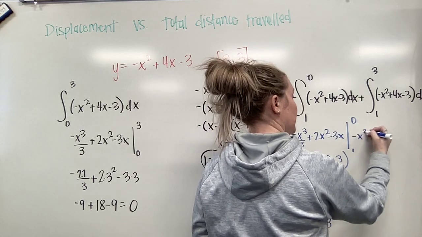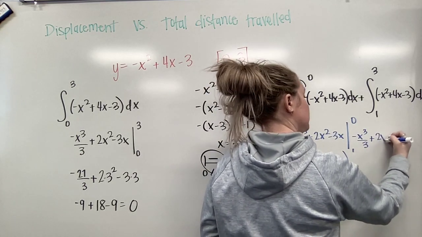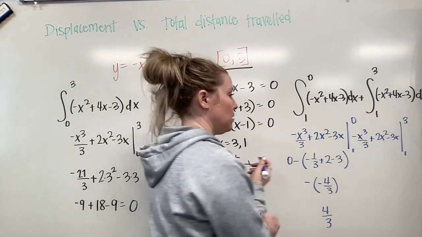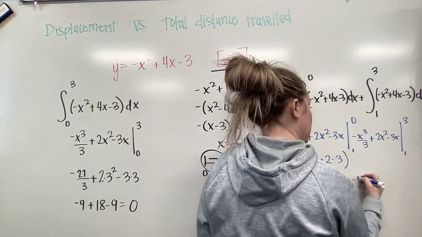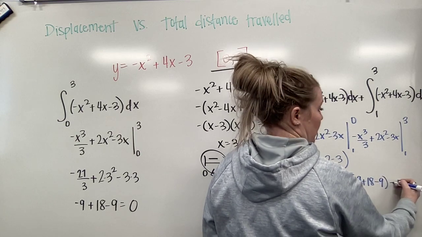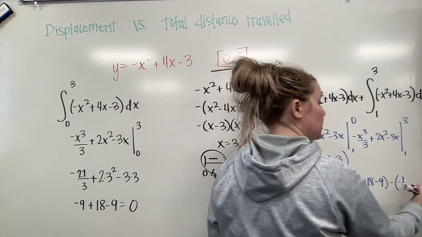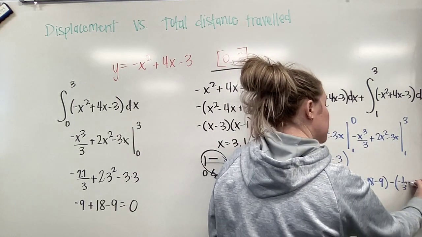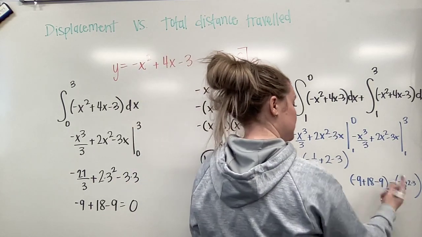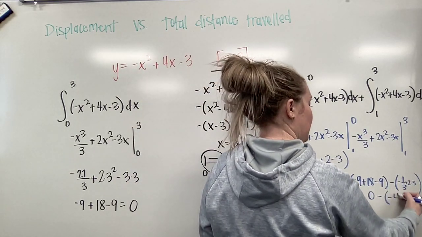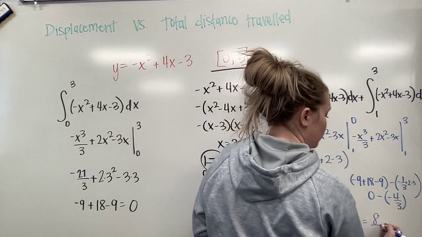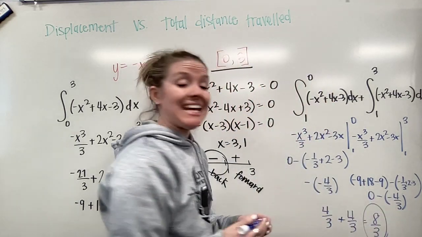So then I'm going to do the same thing here. I have negative x cubed over 3 plus 2x squared minus 3x evaluated from 1 to 3. So if I plug in 3, that's going to be negative 9 plus 18 minus 9. And now I'm going to plug in 1, which is negative 1/3 plus 2 minus 3. So this still gives me 0 minus, and again, I'm going to get that negative 4/3, which is positive, which tells me my total distance is 8/3.